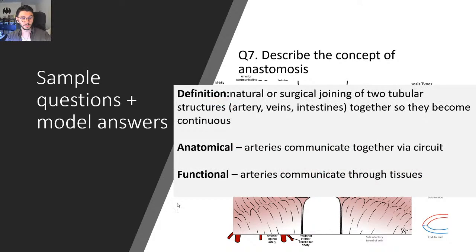So briefly, to reiterate, an anastomosis is a natural or surgical joining of two tubular structures: artery, vein, or intestines. Anatomical anastomoses communicate directly via a circuit. Functional anastomoses communicate through the tissues.